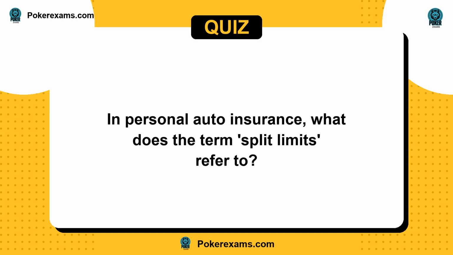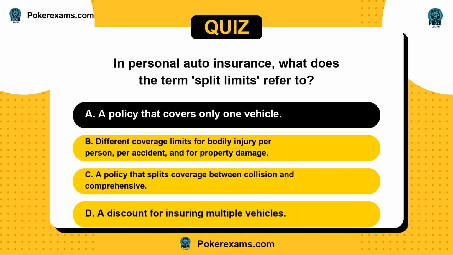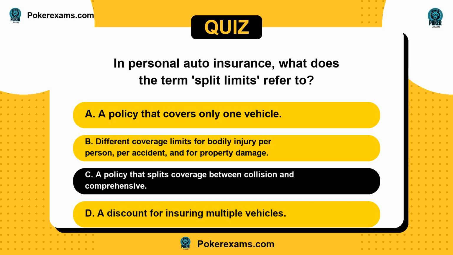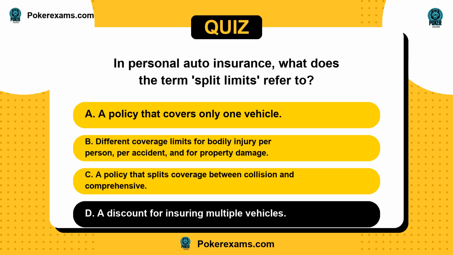In personal auto insurance, what does the term split limits refer to? Is it A, a policy that covers only one vehicle? Or B, different coverage limits for bodily injury per person, per accident, and for property damage? C, a policy that splits coverage between collision and comprehensive? Or D, a discount for insuring multiple vehicles?